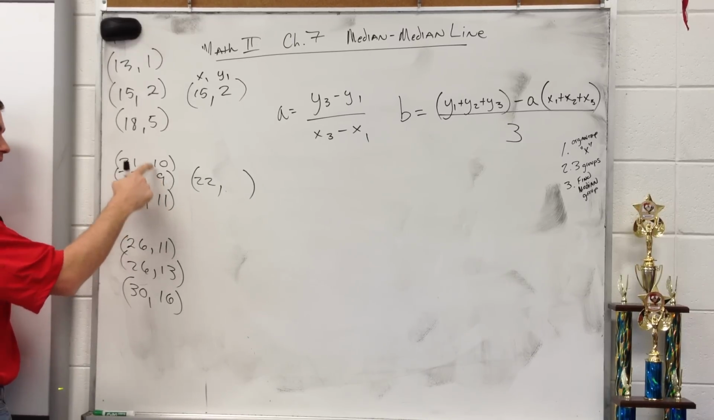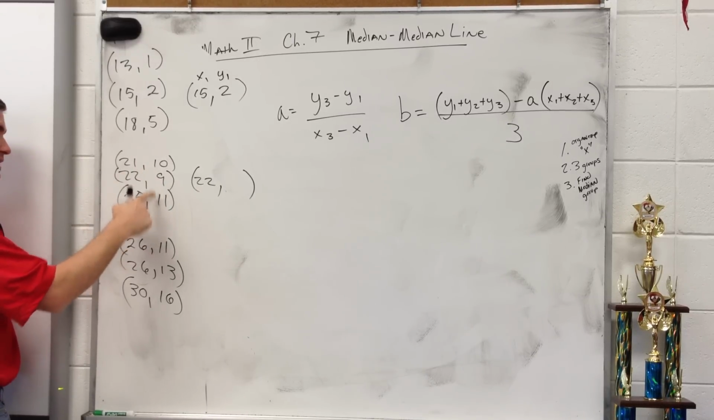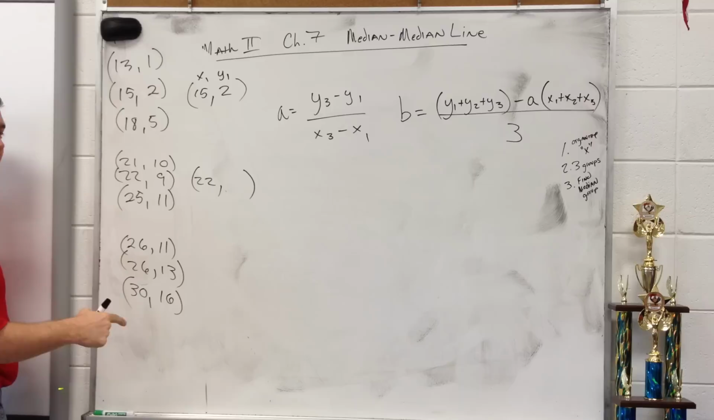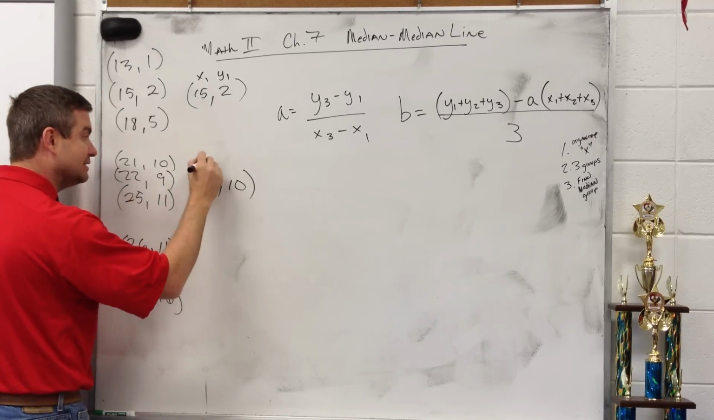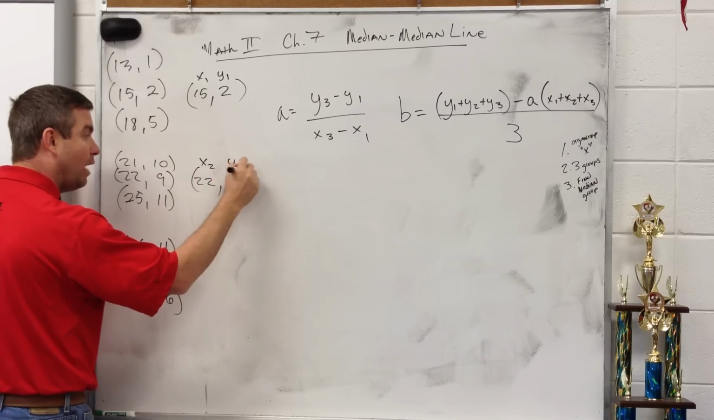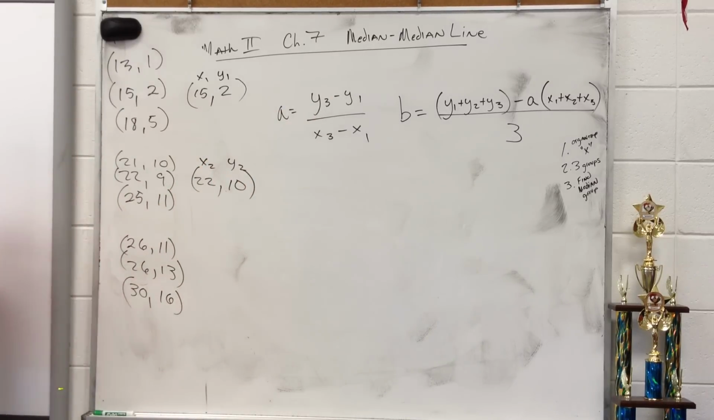Because if I have 9, 10, and 11, that's not going to give me the correct answer. If I just pick 9, I'm going to get it wrong. The median is 10. This is x2 and y2. Did I just fill in another piece of the puzzle over there? Yeah, I'm almost there. I'm almost having all the pieces that I need to solve to get the median line.